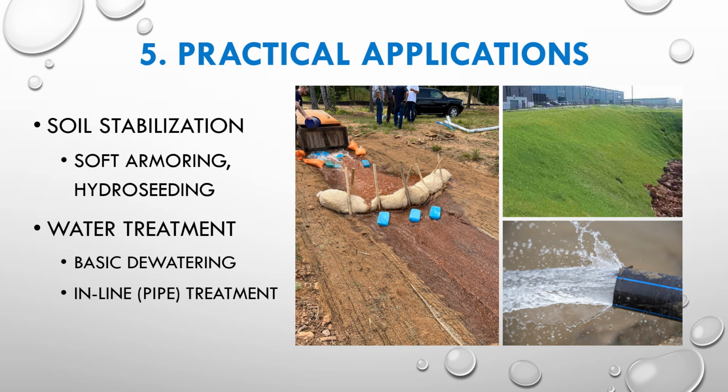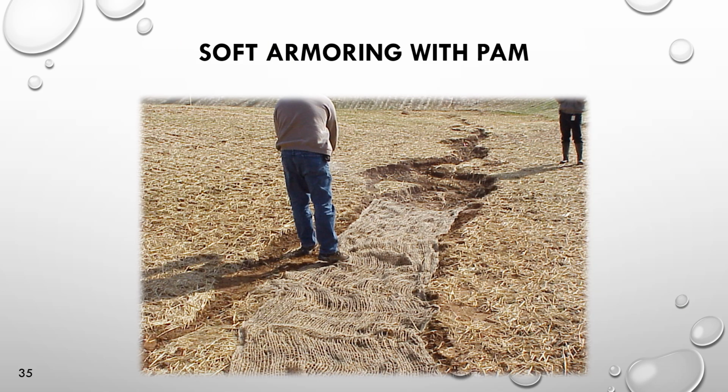Some of the most common erosion control applications we see is, again, soft armoring, hydroseeding, and then we have water treatment where we do our basic dewatering ditches and channels and inline pipe treatments. Now, soft armoring, we've talked about this a bit. Again, we really promote the use of those fibrous mattings like jute and things like that. Now, the jute matting, again, the soft armoring is just using the site-tested specific type of the polymer granular with that jute or fibrous matting.